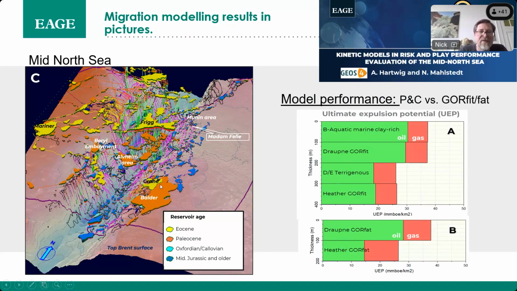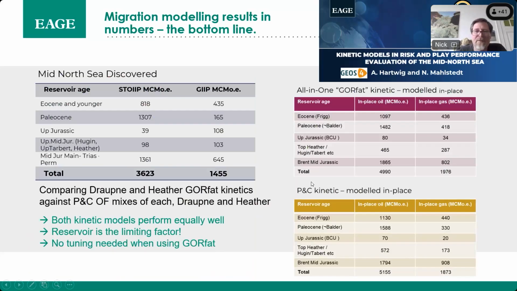So here on the left-hand side, the modeled results are shown using those individual GORFET models for the different reservoirs, really nicely leading to filling of the different structures, and the oil and gas distributions are more or less correct. In terms of numbers, both models, the GORFET and the Pepper and Corvi mixed tuned model, perform equally well, generally generating higher numbers than actually discovered in the mid North Sea. So the reservoir here is a limiting factor.